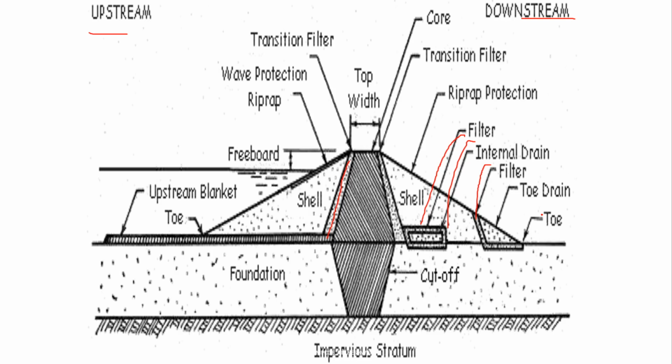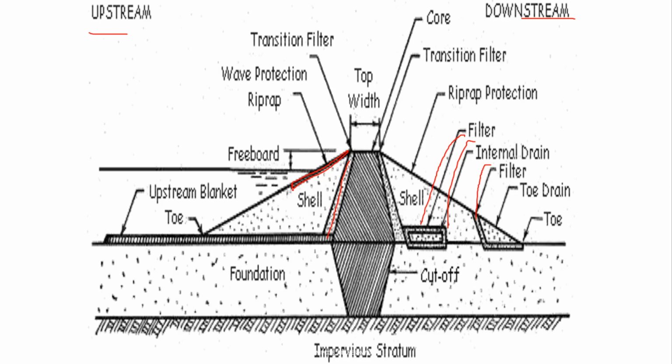What is the use of riprap? Generally, as this is the upstream location, he has provided some extra thickness here. Why? If you provide rocks, either a concrete layer or a soil layer, with some big rocks, like 40 mm, 50 mm rocks, then whenever waves hit, our dam will be supported. So he is providing riprap on both sides.